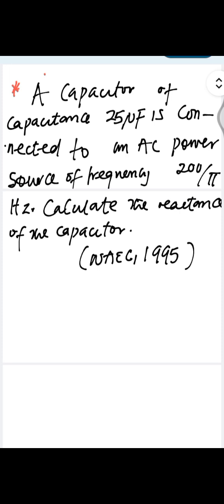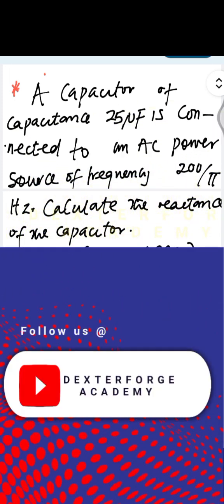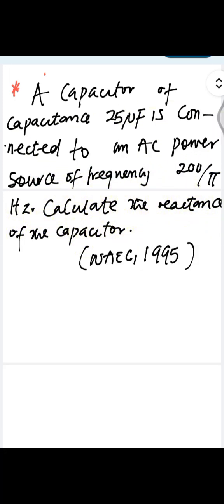This is from WAEC 1995. A capacitor of capacitance 25 microfarad is connected to an AC power source of frequency 200 over pi hertz. Calculate the reactance of the capacitor.